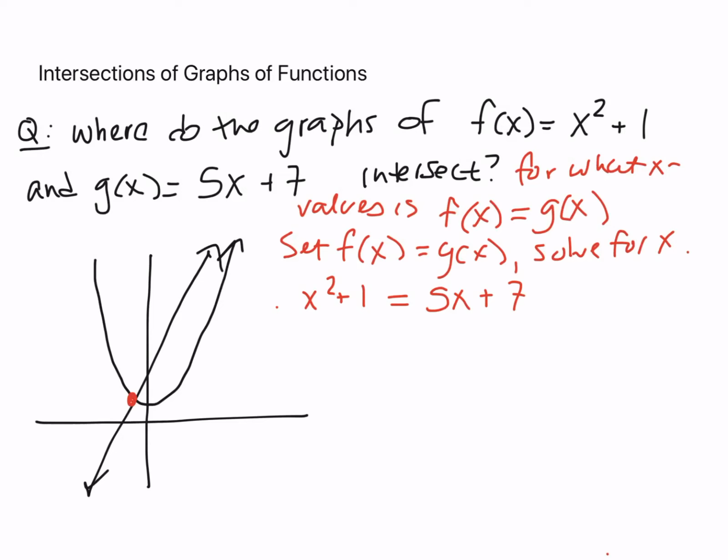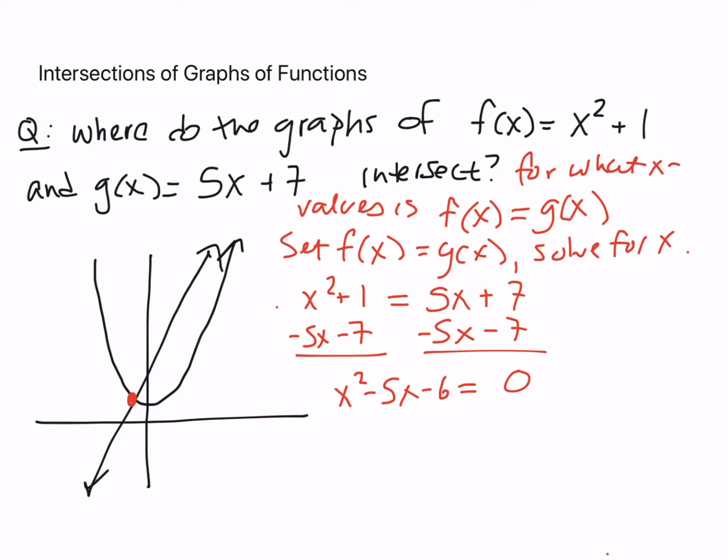Well, this is going to end up being quadratic because we have an x squared term. So the way that we usually solve this is to move everything to the same side of the equation so that we have a 0 on one side and all of our other terms on the other side. I'm going to keep x squared positive and move 5x and 7 over to the other side. So subtract 5x and subtract 7 on both sides. On the right, we'll end up with 0. And on the left, we'll have x squared minus 5x. Then we have a positive 1 and a negative 7, so that leaves us with negative 6.